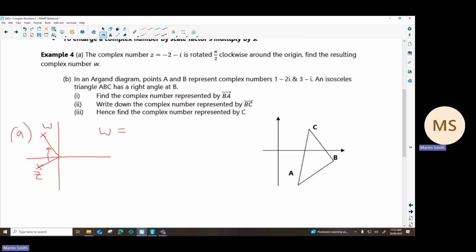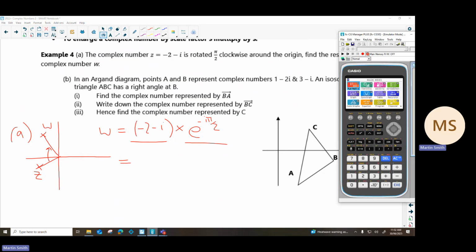So what that means is you can get w by taking the original complex number z and multiplying it by the complex number whose argument is minus pi over 2. That's what z is going to be. That's what w is going to be. Doing this, because the modulus is 1, it doesn't stretch it at all. The argument gives you the angle of rotation. It's minus pi over 2 because we are going clockwise. And that's okay, you can do this on your calculators. Your calculator can at least help you a little bit with this.